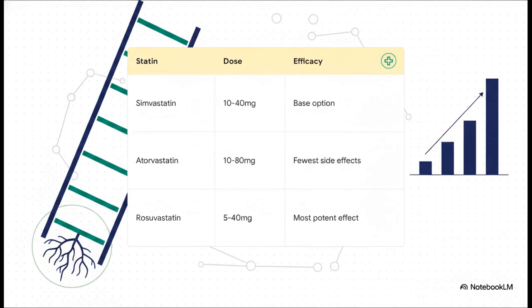We have a few options here. Simvastatin is an older one, usually used if it's the only option available. Atorvastatin is heavily favored these days because it tends to have the fewest side effects. And rosuvastatin is the absolute most potent for lowering cholesterol. Though it's worth noting, as we climb this ladder of potency, we really do have to carefully monitor for unwanted side effects.